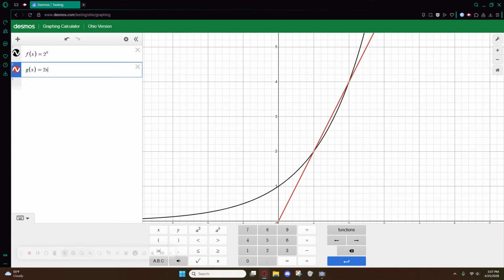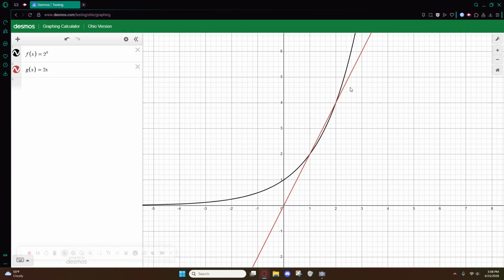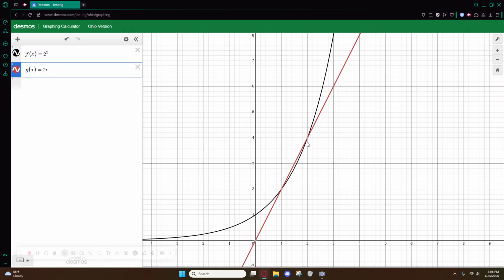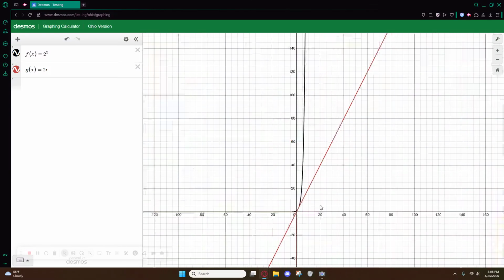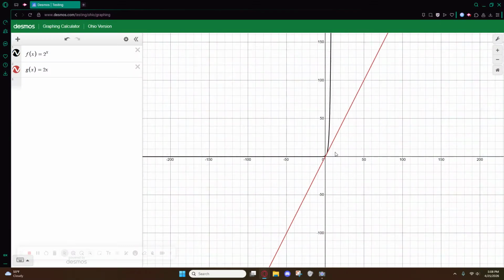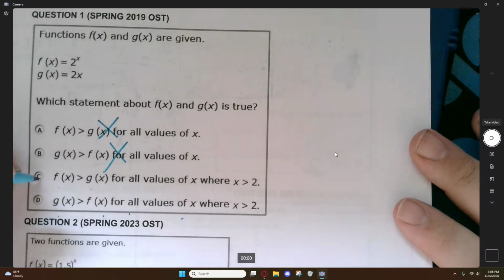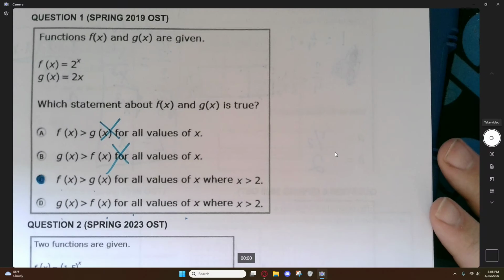So now we're looking at purely after x is greater than 2. Well, after x is greater than 2, the black line is always above the red line. It's always, always, always higher, so it's always going to be greater. So that would mean that f of x is always greater than g of x for all values of x where x is greater than 2.